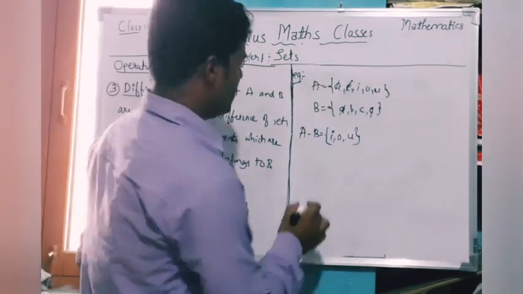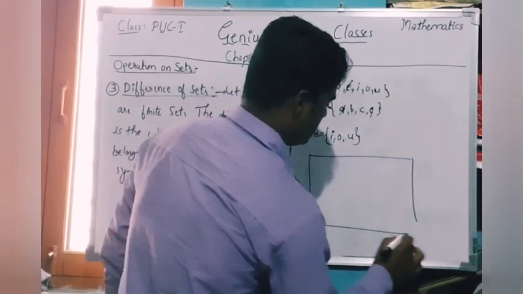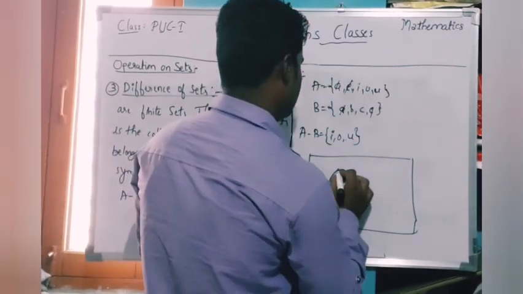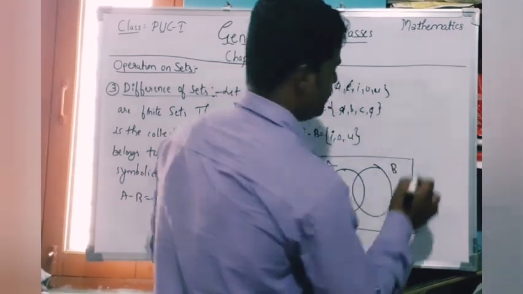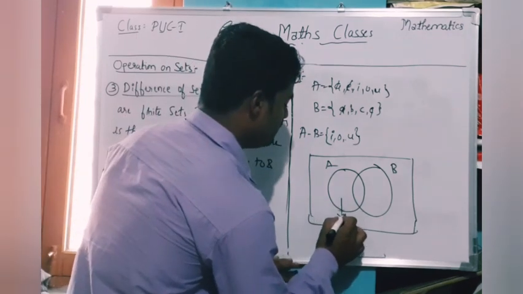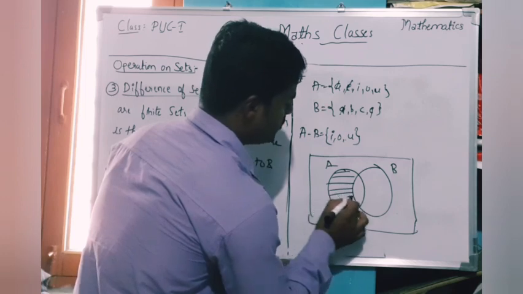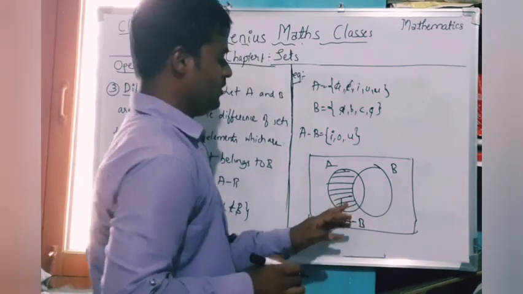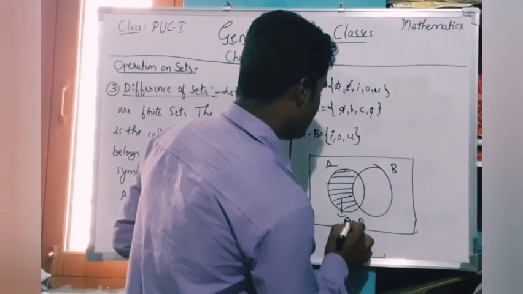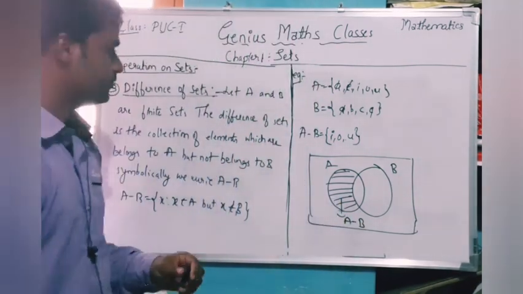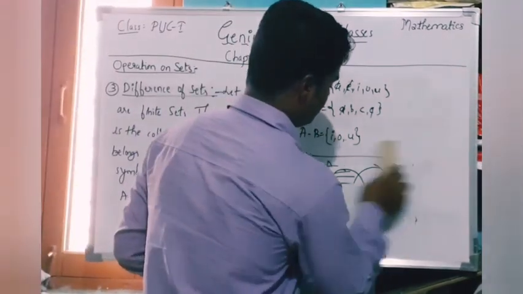We can represent this in a Venn diagram. Take A and B. Only this portion is A minus B. That means the elements belonging only to A, and not B, are in this portion. So it is represented like this in the Venn diagram. This is about the difference of sets.